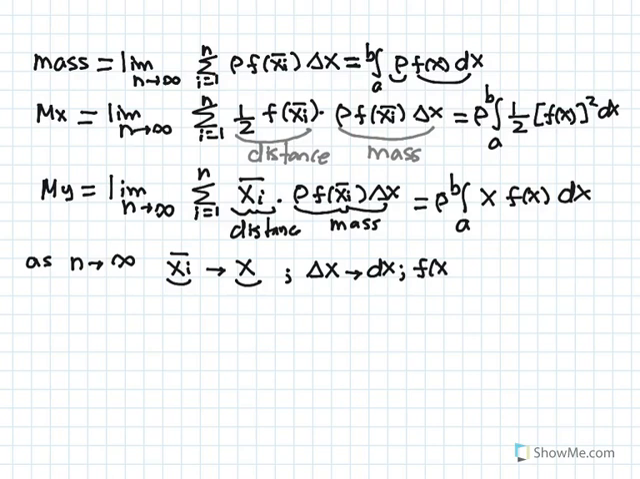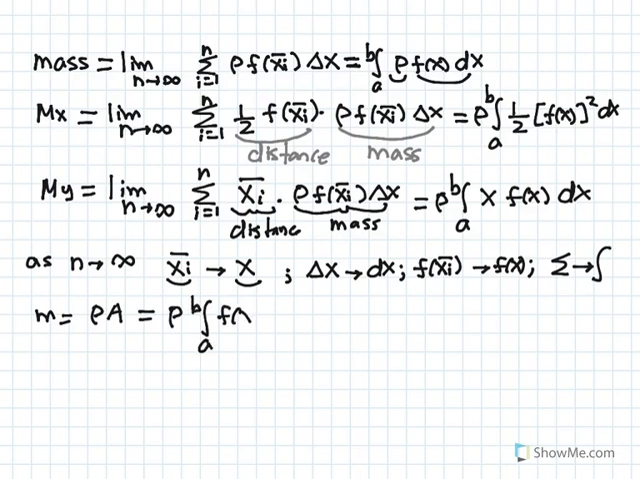f of xi bar approaches f of x. The summation approaches the integral. And now we have developed the integral formulas for the centroid of a plate. So mass is equal to rho times A, rho times area, rho times integral a to b, f of x dx.